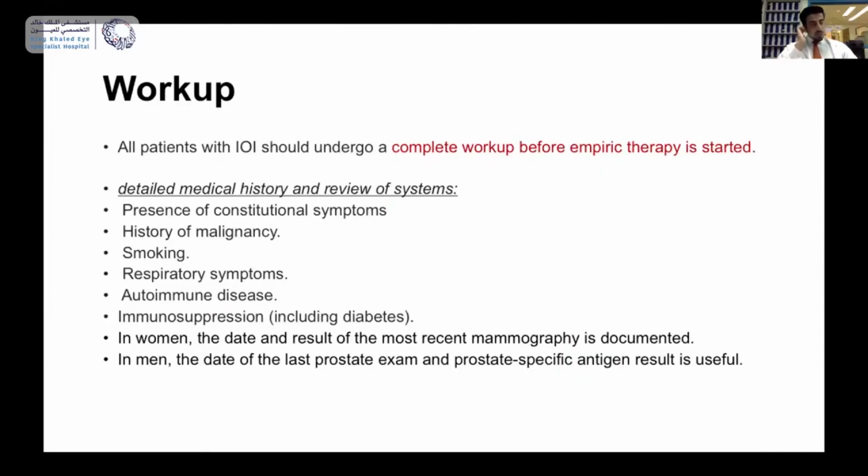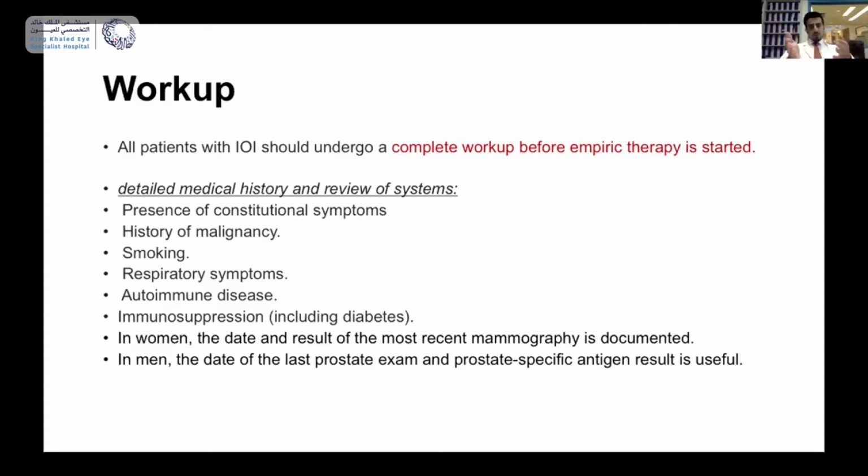So what should I do when I see a patient? All patients with suspected IOI should undergo a complete workup before empiric treatment is started. This will include a detailed medical history. So keep this in mind when you see a patient. Ask about the presence of constitutional symptoms, history of malignancy, smoking, and respiratory symptoms. You're trying to find a reason why this is happening other than idiopathic orbital inflammation.